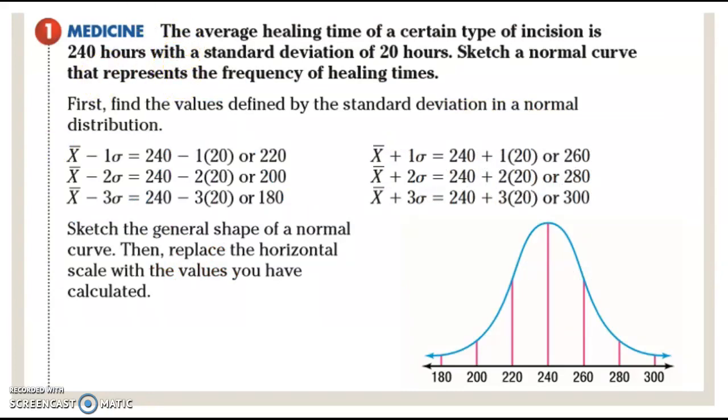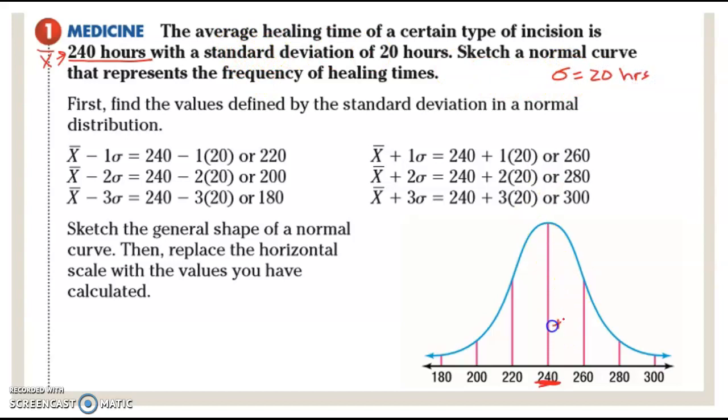Okay. The average healing time of a certain type of incision is 240 hours with a standard deviation of 20 hours. Sketch a normal curve that represents the frequency of healing times. Okay, so we have an average healing time, that's our mean right there, of 240 hours. So that's where you start, right in the middle with 240 hours. The standard deviation is 20 hours.